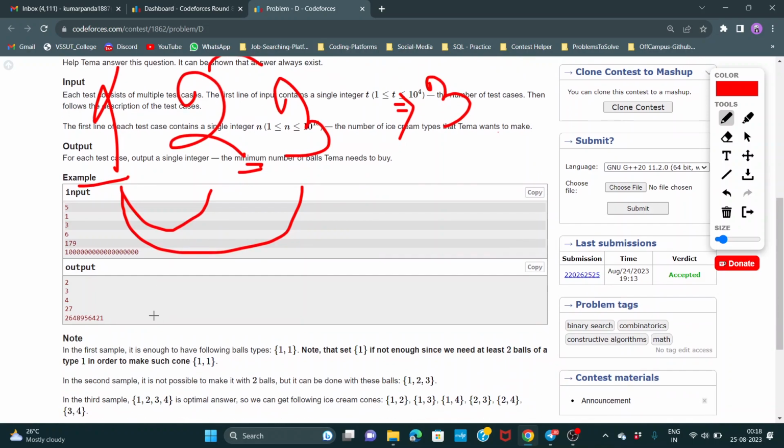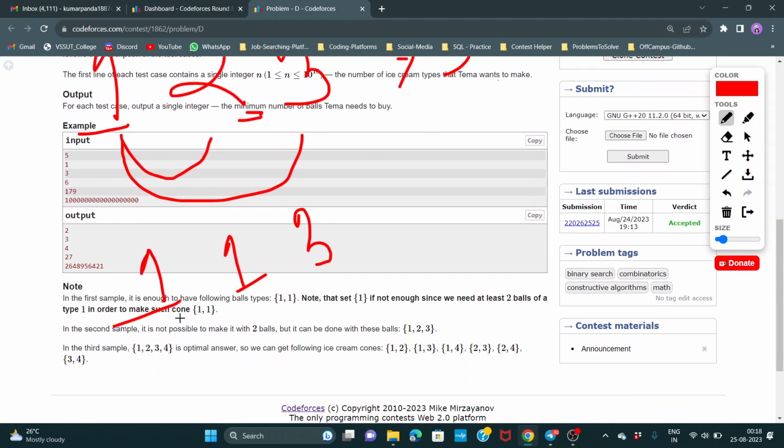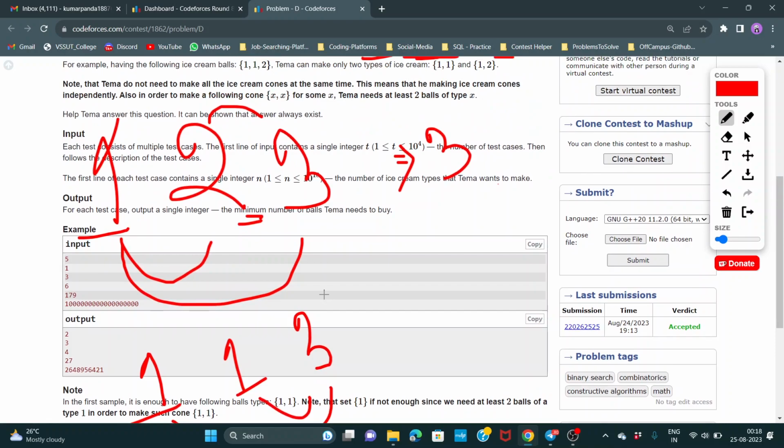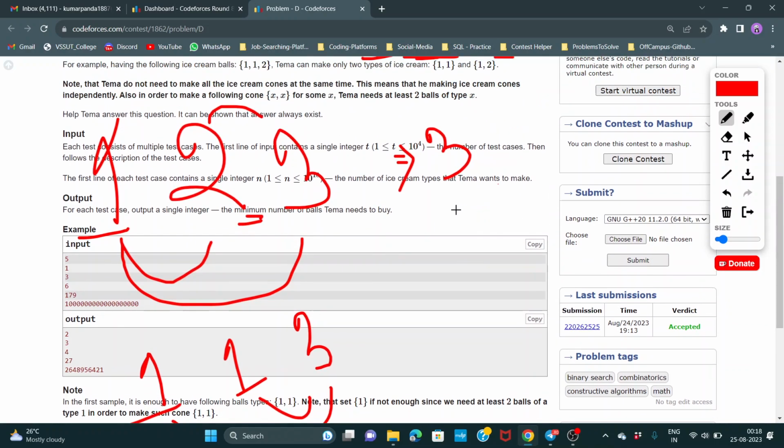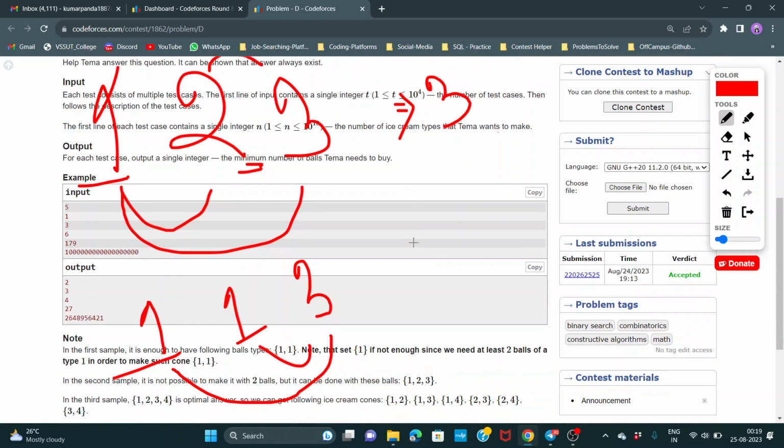But if I take one twice, then what will happen? If I take one twice, for this case, okay, so just take another example. This is the important thing in this problem, so you just understand this part carefully.